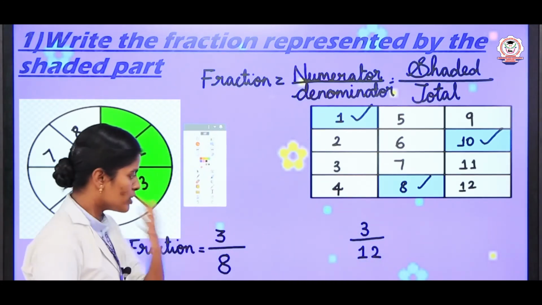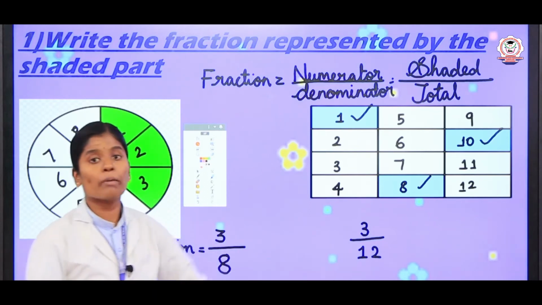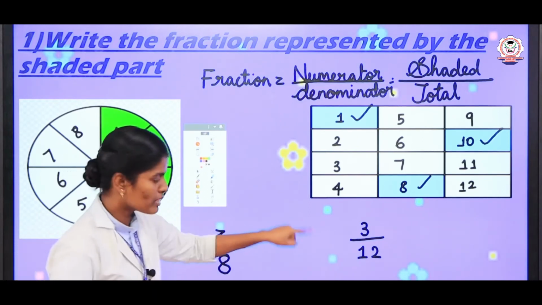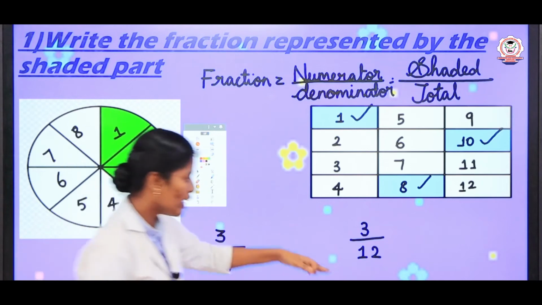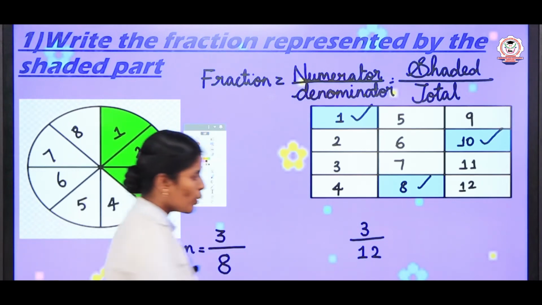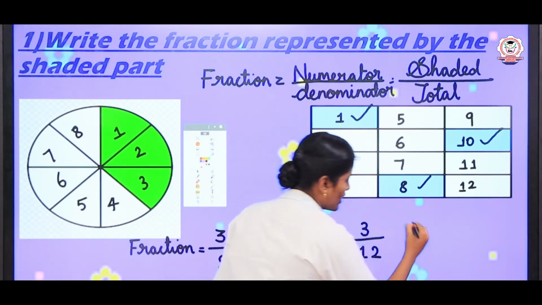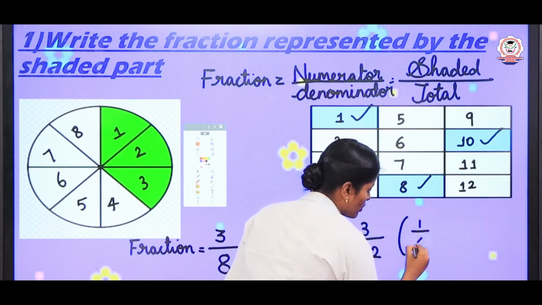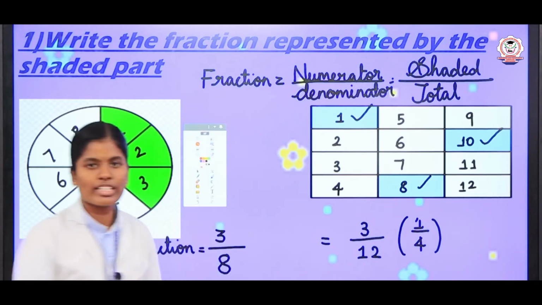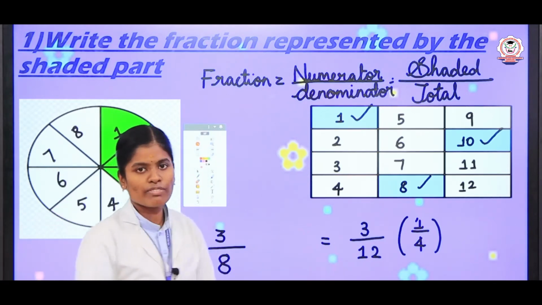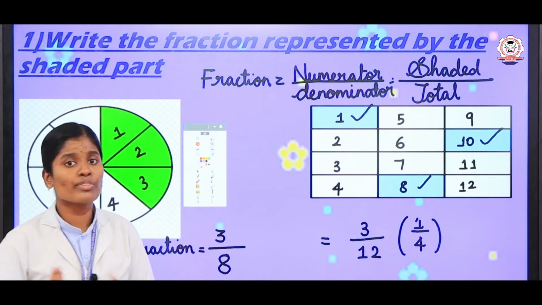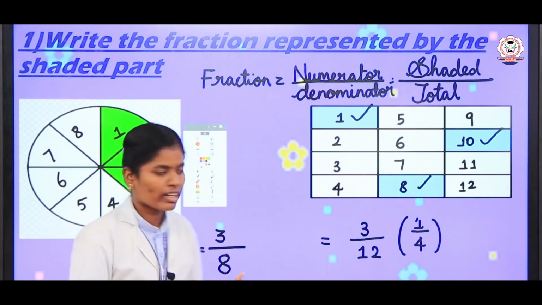Listen my children, both of these come in the 3 table, right? 3 comes in the 3 table and 12 comes in the 3 table. 1 3s are 3 and 4 3s are 12. So actually here the fraction value is 3 by 12. We will understand this in the next topic. Listen here.